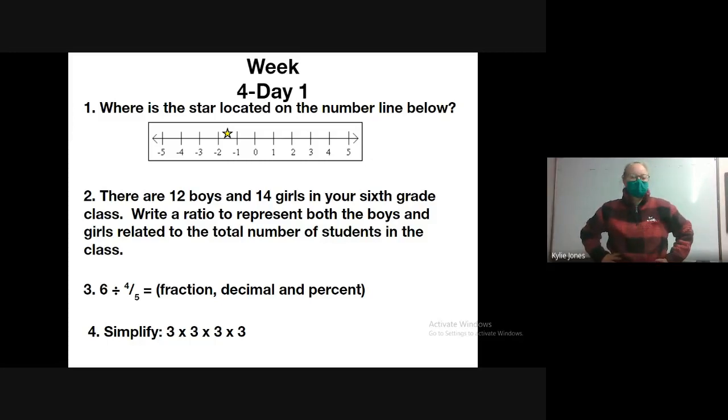And then number 3, you're doing 6 divided by 4/5. And then once you get that answer, it needs to be in fraction form, decimal form, and percent. So you're going to go between fractions, decimals, and percents for number 3. And number 4 is simplifying. How else can you write 3 times 3 times 3 times 3? Think about that as exponents. I want you to write it as an exponent. Okay, so take 8 or 9 minutes to work on those 4 problems, please.